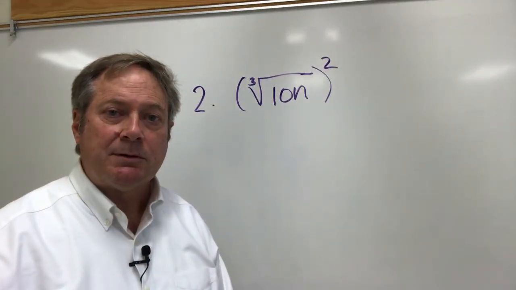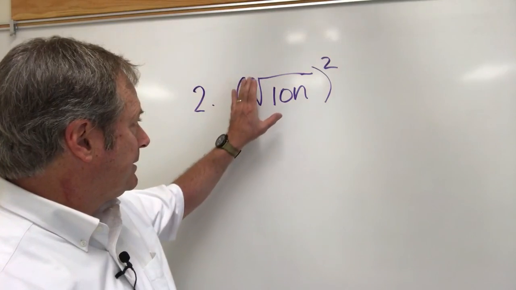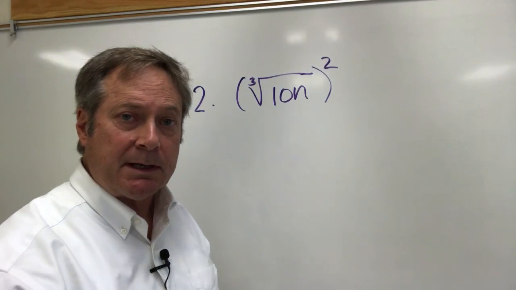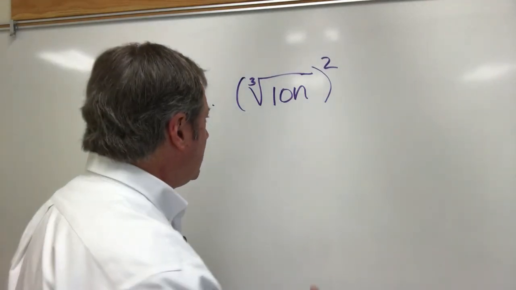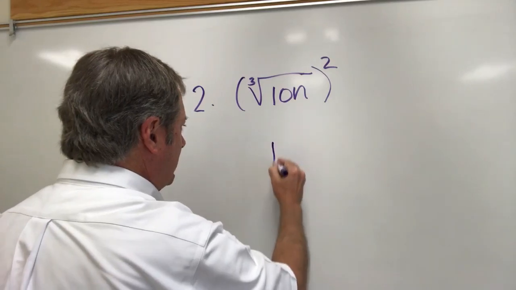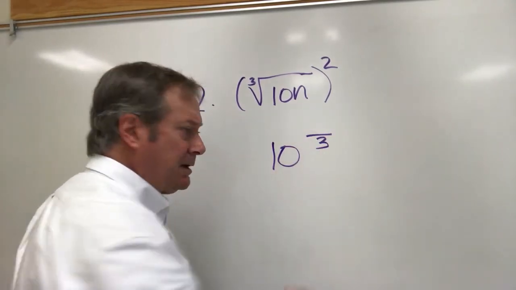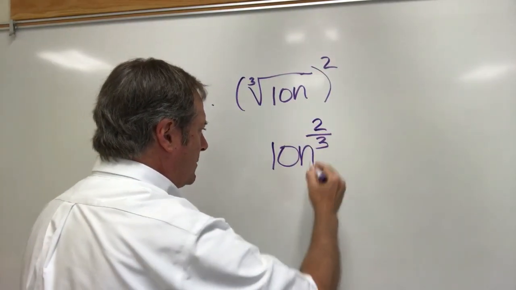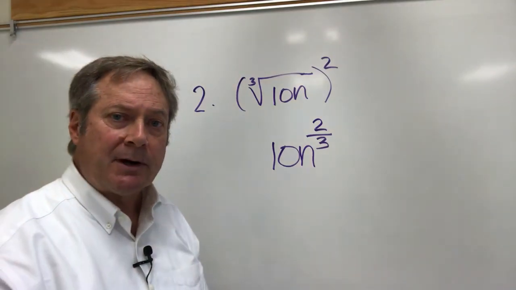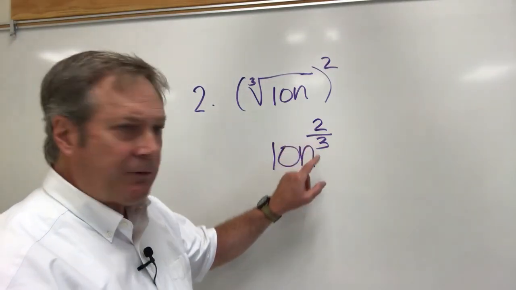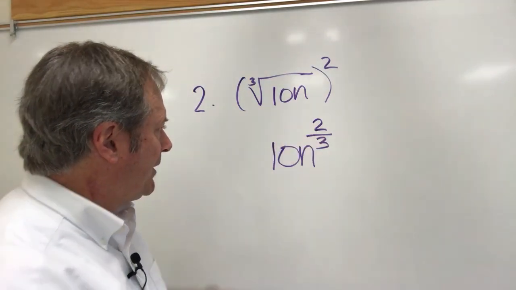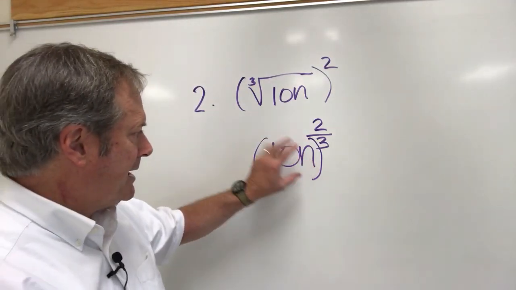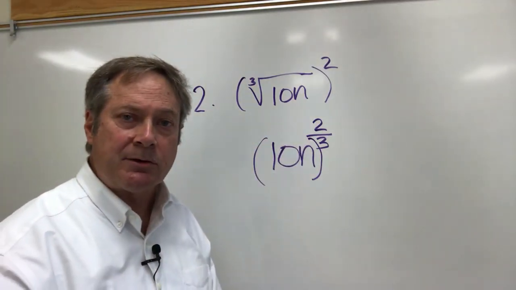All right, in problem number 2, it's a similar deal. We are taking the cube root of 10n, all of which is squared, and we're going to put it in a rational form. And so the index number 3 is the denominator. The power is always the numerator. But the way I've got it written right now, only the n is raised to the 2/3 power. If I really want to represent this, I must put that in parentheses to indicate that not only the n, but the 10 as well is raised to the 2/3 power.